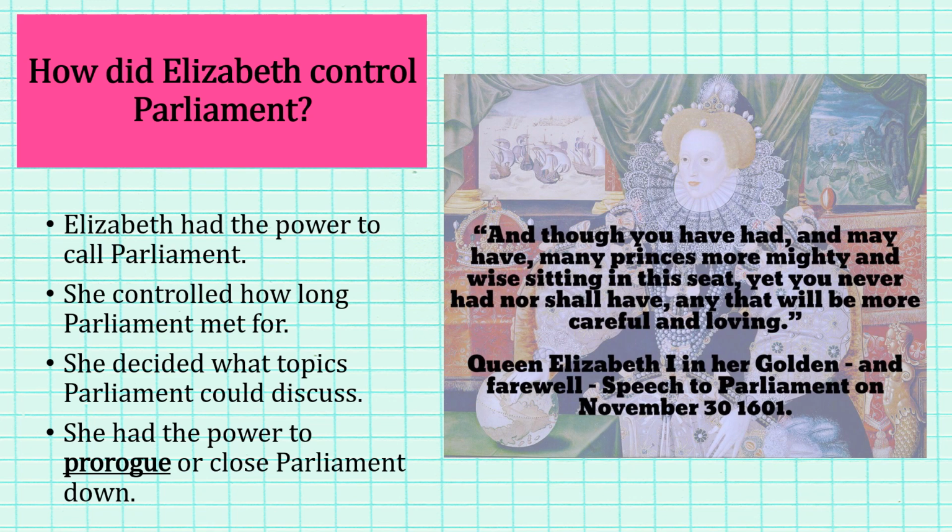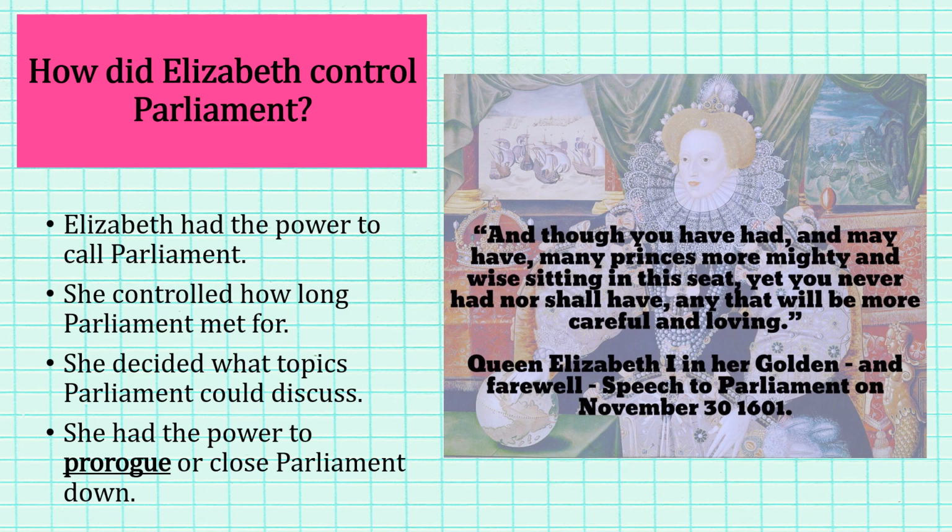Throughout her reign, we see that Elizabeth did have quite a lot of control over Parliament. She's the only person that can call Parliament to sit, and she's the only person that can close it or prorogue it. It's a good word to use. So she dissolves it essentially when she doesn't want it anymore. We can see she doesn't call it very often.